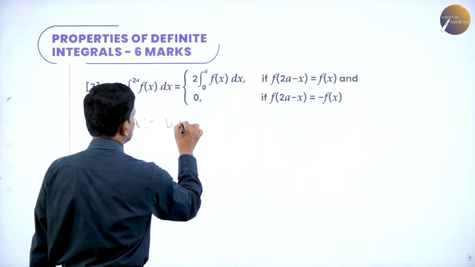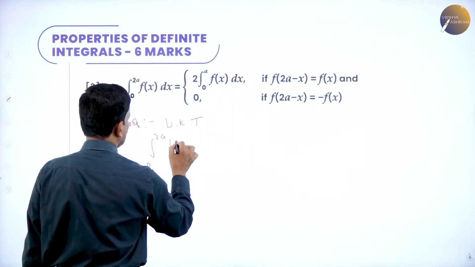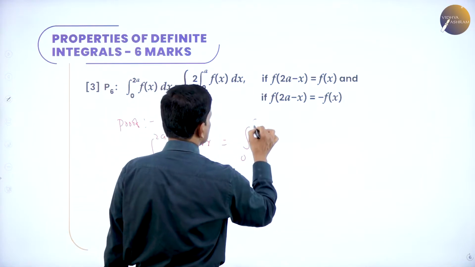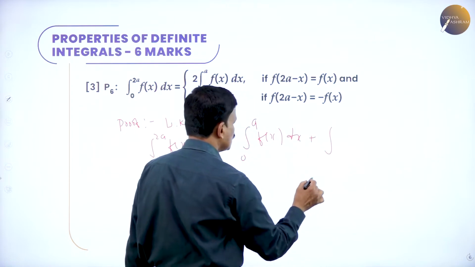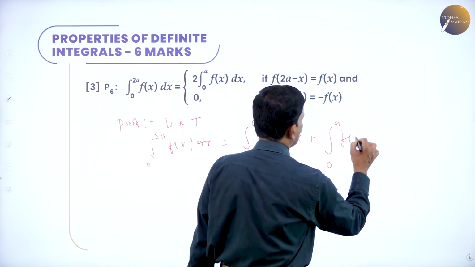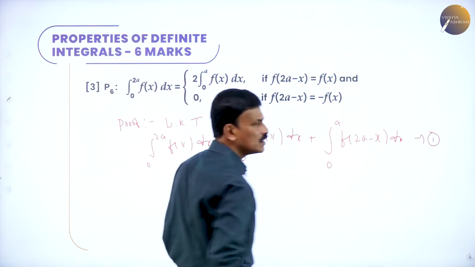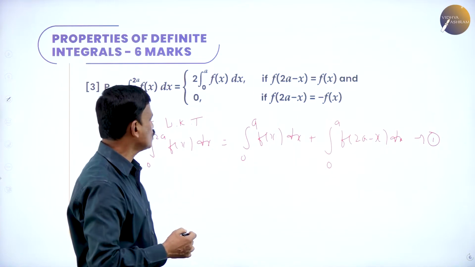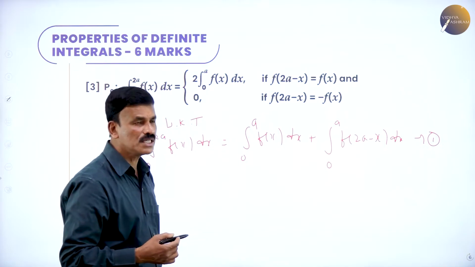Now we know, according to the property, that integral 0 to 2a f of x dx is also equal to integral 0 to a f of x dx plus integral 0 to a f of 2a minus x dx. This is equation number 1. This is from the previous property.